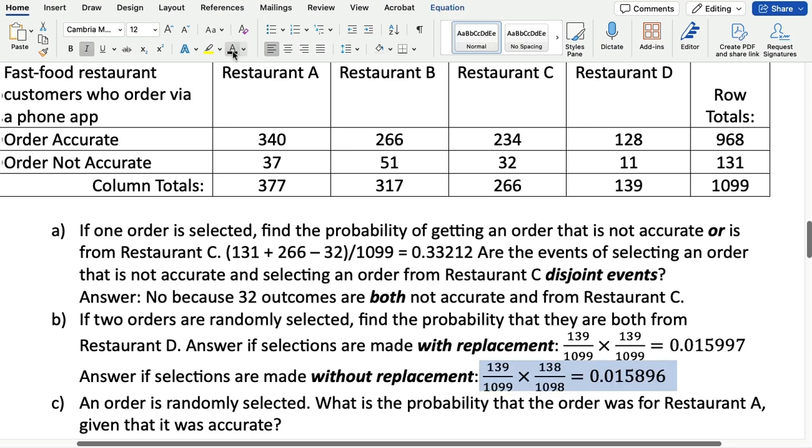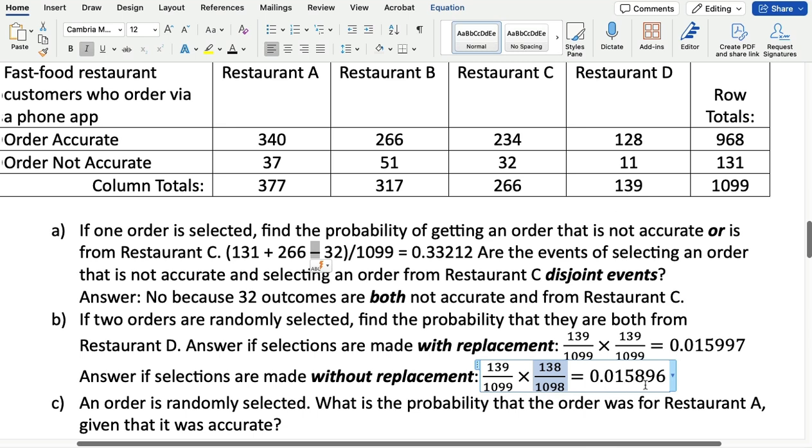So here's what that calculation would look like. The first selection would be 139 out of 1,099. And then the second selection is one of the remaining 138 out of the remaining 1,098. So that's called conditional probability. And I didn't use some fancy formula. I was just considering what the new probability would be of making the second selection if one of those 139 had already been removed.